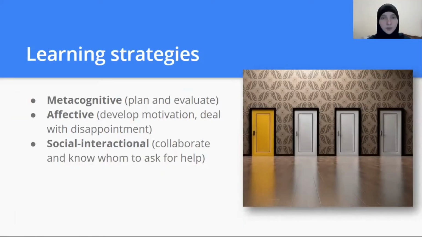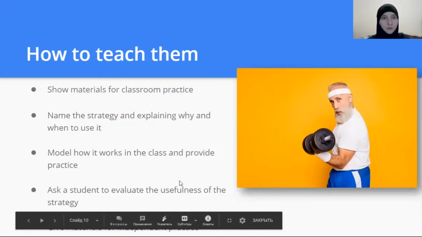So our strategies include metacognitive strategies, when we plan and evaluate, affective strategies, when we develop motivation and deal with disappointment, and social interactional strategies, because our students need someone to ask for help. Now, how to do that?